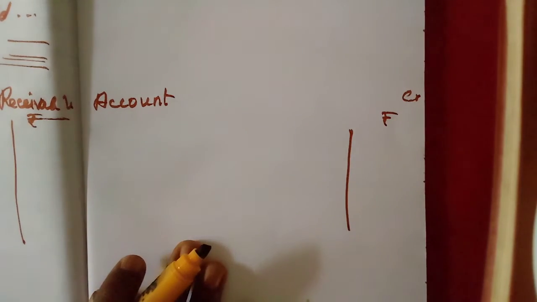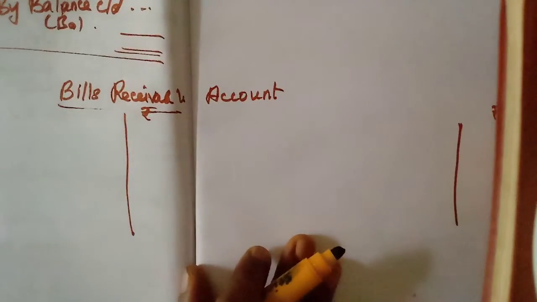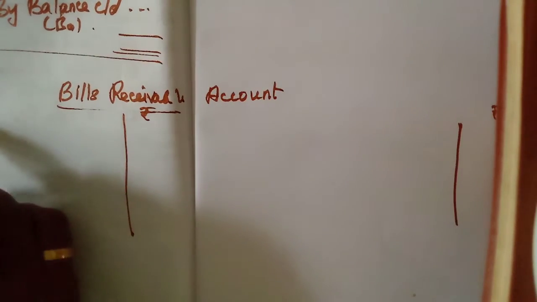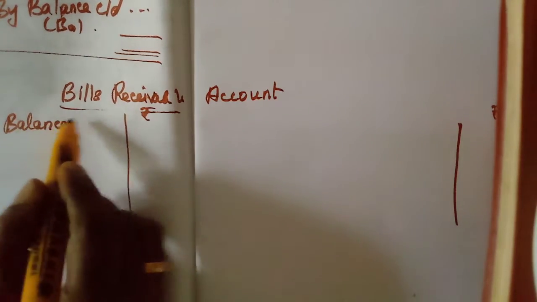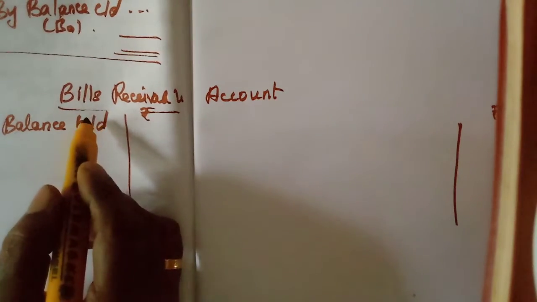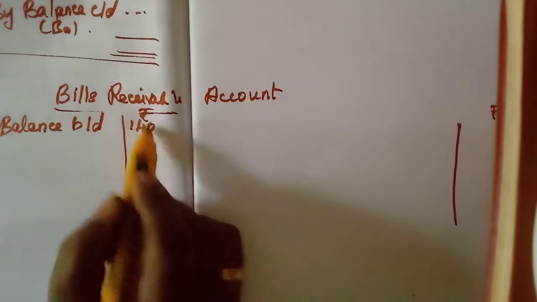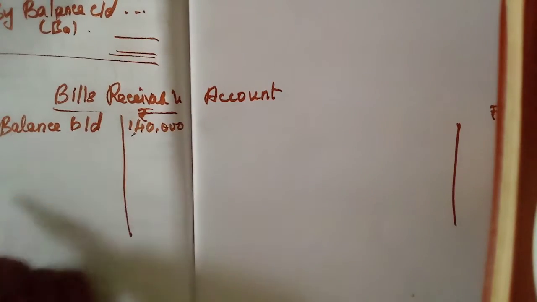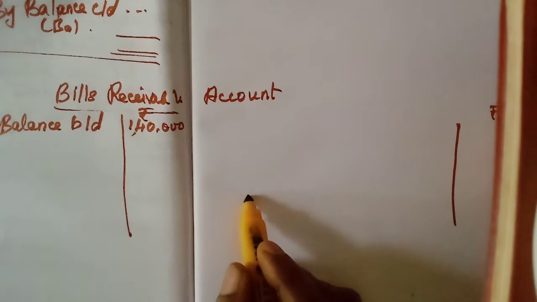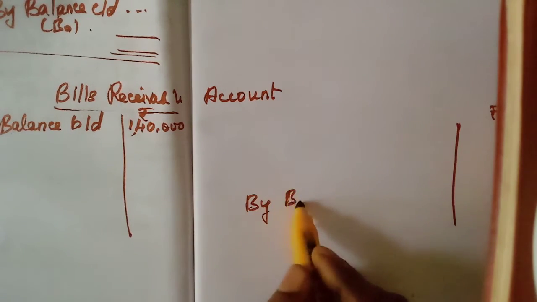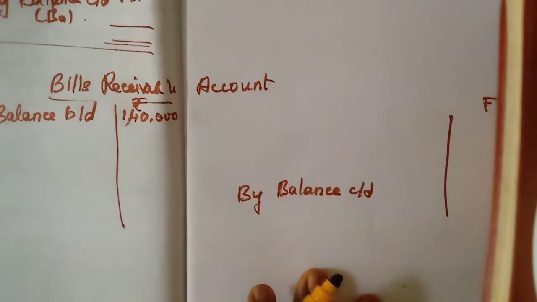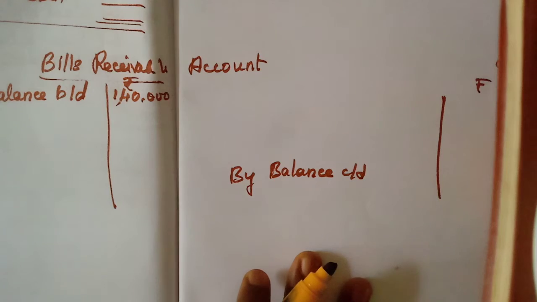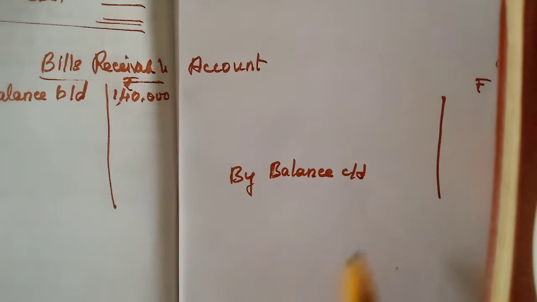First one, bills receivable at the beginning, so we should write to balance brought down, $1,40,000. Then bills receivable at the end of the year, so we can write here by balance carry down. Otherwise, if we leave, then afterwards we may forget. Bills receivable at the end of the year 2 lakh.